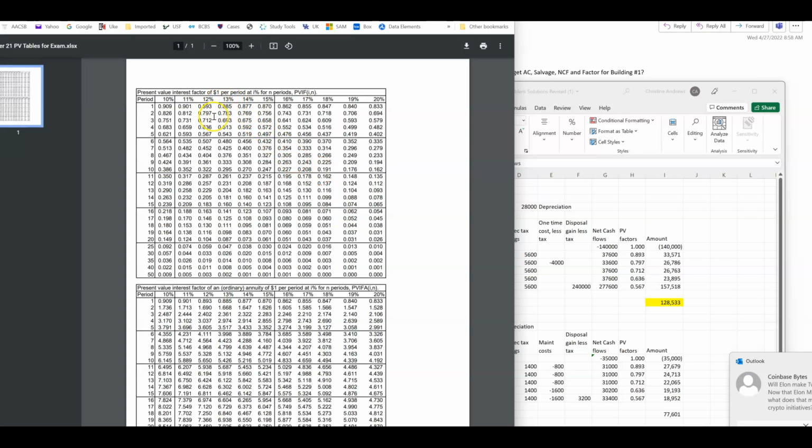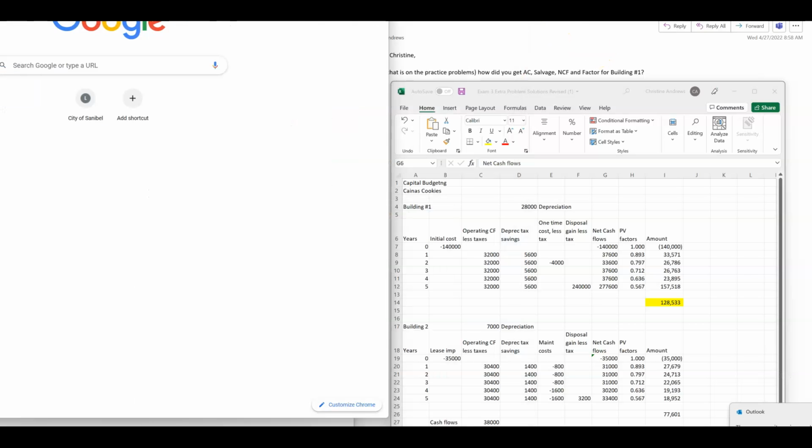Then in the second year, 0.797. Okay, do you see this? So it's going right down year by year on the table. So for each year, we'll sum it all across to get our net cash flow. So in the first year, we've got 140,000 out, but that's on day 1, so the factor's 1.0. So that's $140,000 of an outflow.